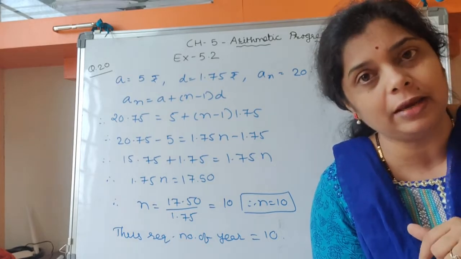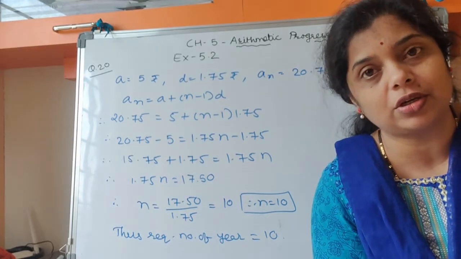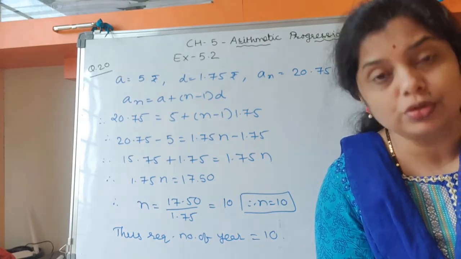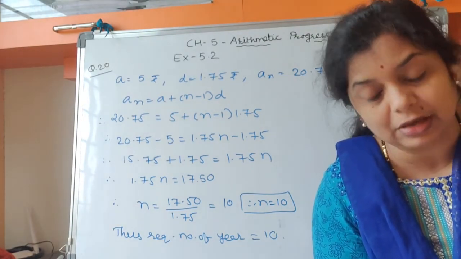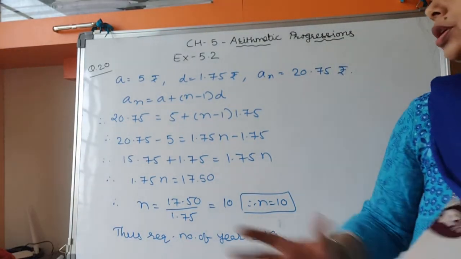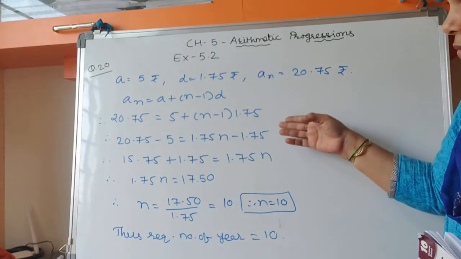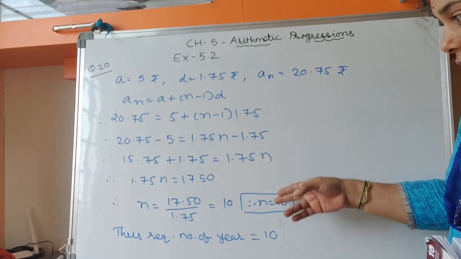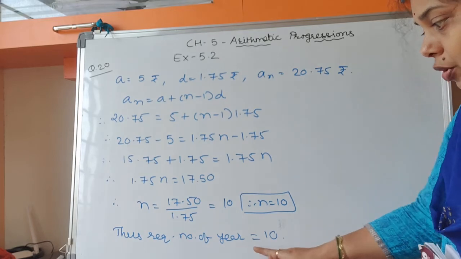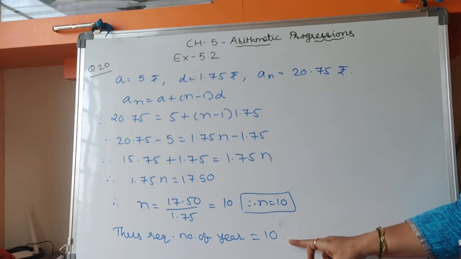It means the starting is A, and the saving increases in the same ratio every time. It means the common difference is 1.75. And when will her saving be 20.75 rupees? It means it is the last term. Again we use the same method which we did in question number 12, and after the substitution and all the simplification we got n is equal to 10. It means the required number of weeks to get the amount of 20.75 rupees is 10.